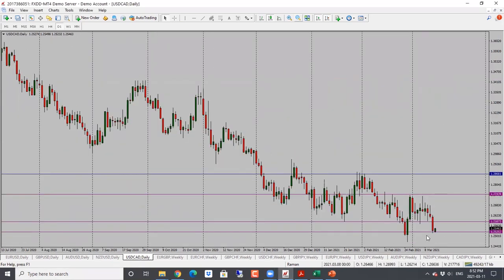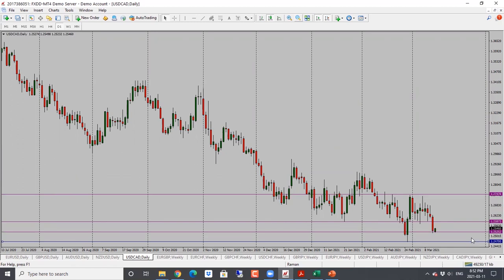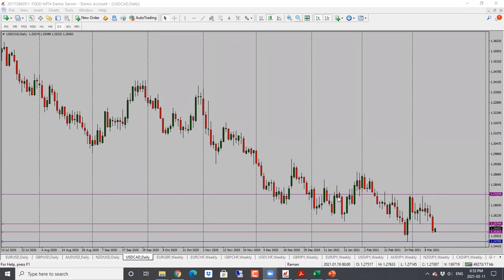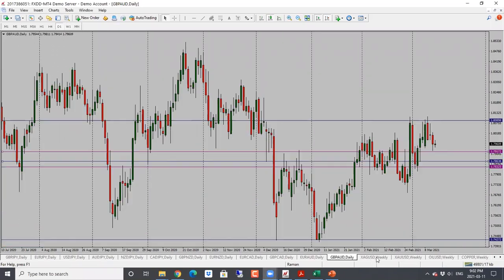Dollar CAD here, this one as well, nice drop. We had a pin bar yesterday, nice drop here. This one is also looking bearish, and next target here is to the downside. We may get a pullback all the way into 1.2575 and then a drop back into the support level here, 1.2470. So bias here is bearish for dollar CAD.